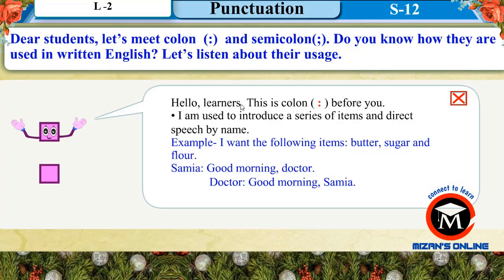Hello, learners. This is colon before you. I am used to introduce a series of items and direct speech by name. Example: I want the following items: butter, sugar, and flour. Good morning, doctor. Good morning, Samia.